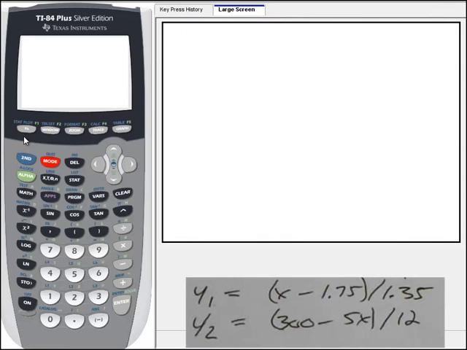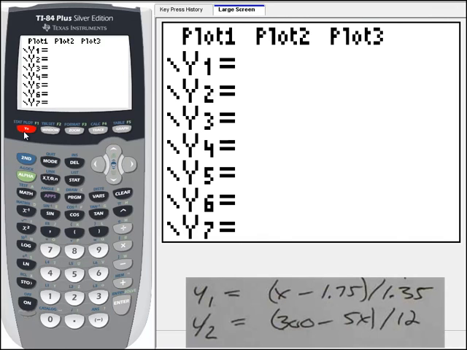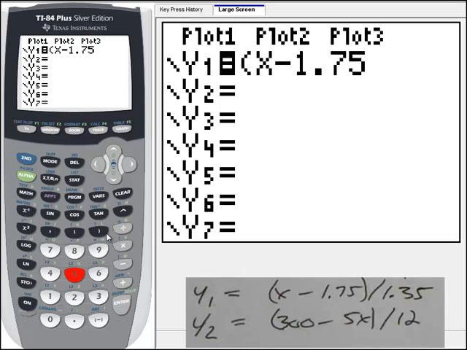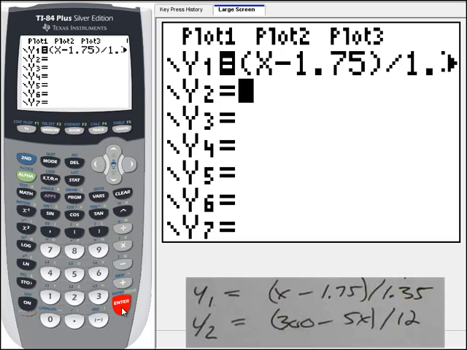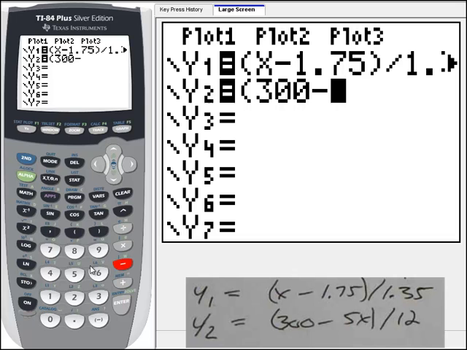Okay, here at the calculator, go to the y equals edit screen. For y1, we have parenthesis x minus 1.75 parenthesis and divide by 1.35. Okay, for our y2, we've got parenthesis 300 minus 5x parenthesis divide by 12.